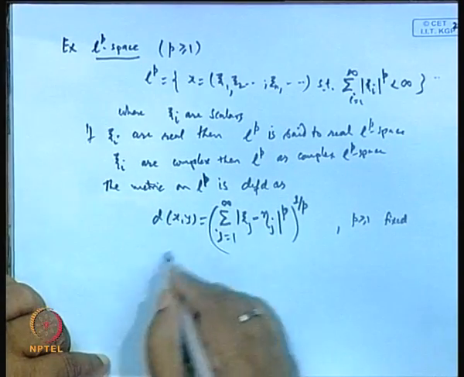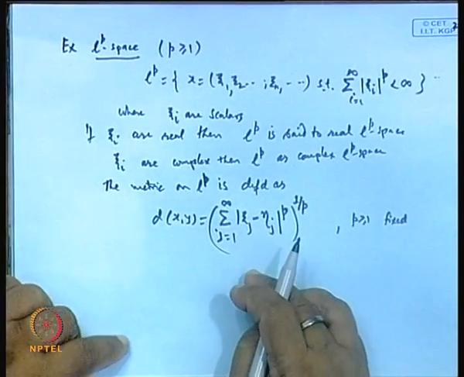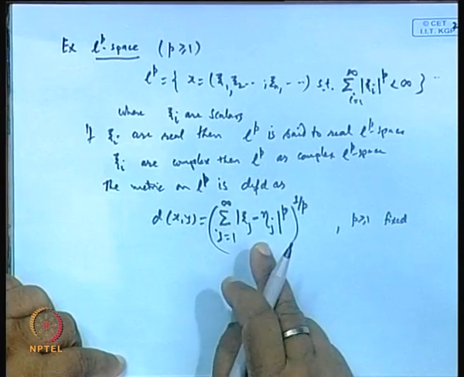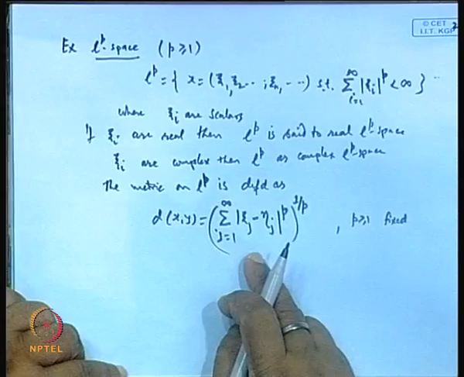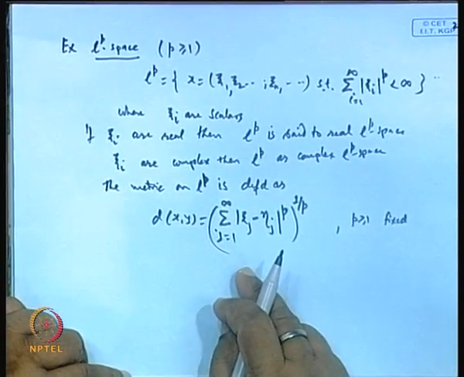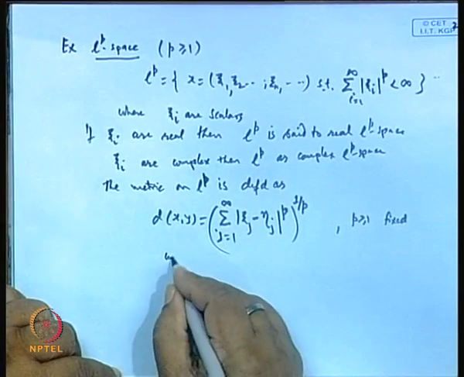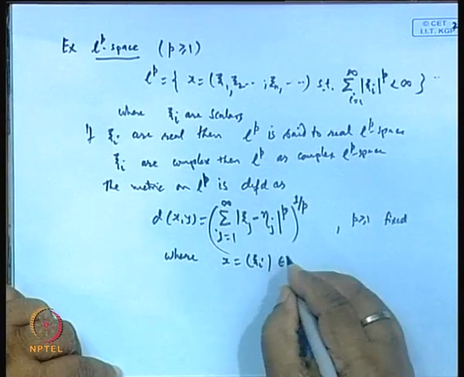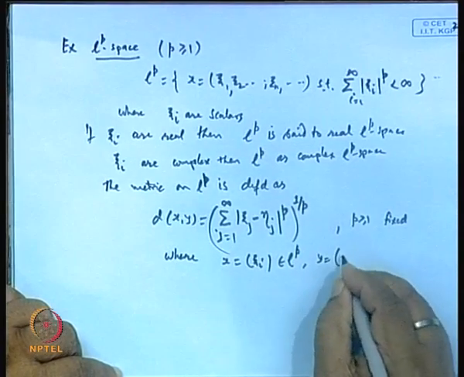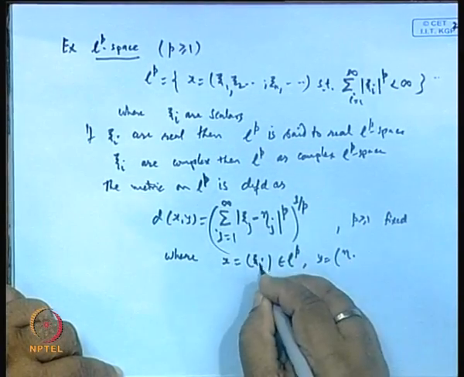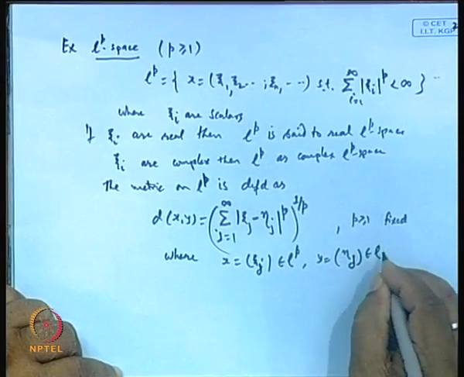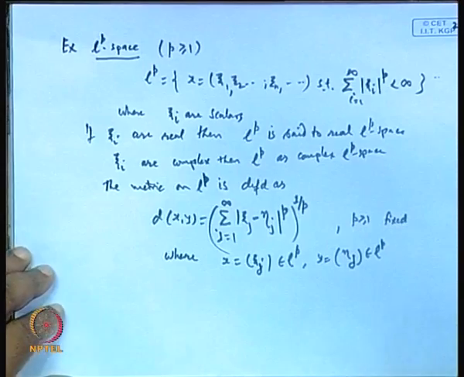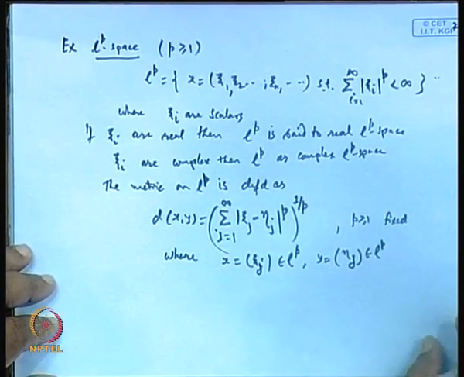So, basically before testing whether this is a metric or not, we first derive the results for these two inequalities, which are known as Holder's inequality and Minkowski inequality. Now, here x and y are points in LP space, with ξj and ηj their terms. Okay. So, before going further, let us see the proof.